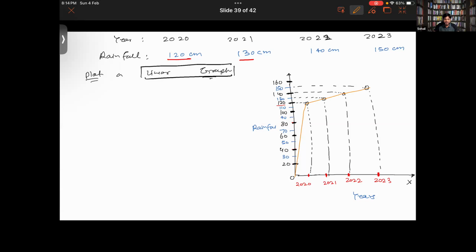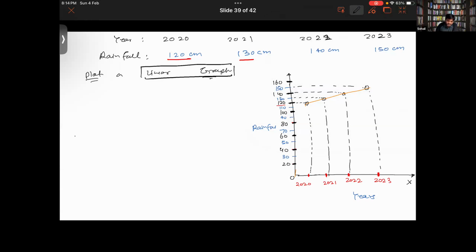Also, the reason why I asked this question is, do we have to start from 0? The answer actually is no. It will be incorrect here, because we have not taken values nearer to 0 here on the y-axis, so you don't need to start the line from here.